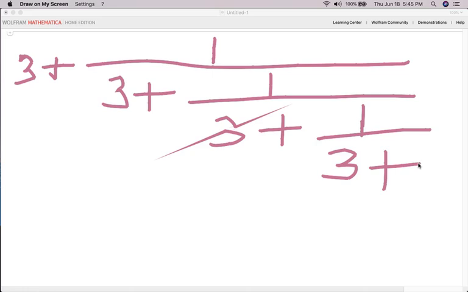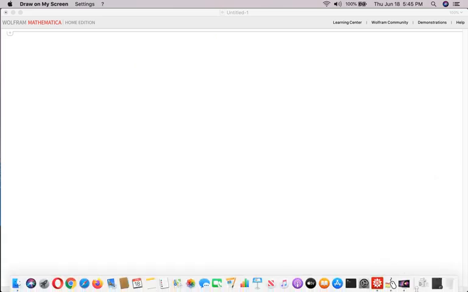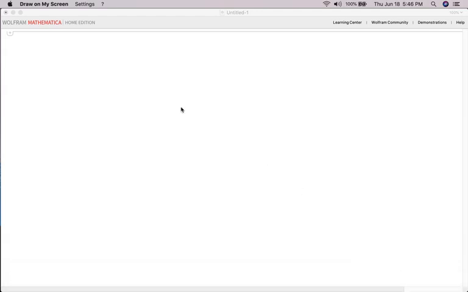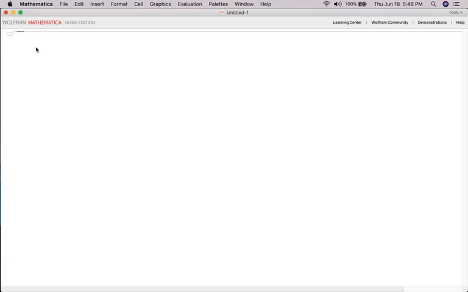And yes, it's a wonky looking 3, but you can see it's a 3. So 3 plus 1 divided by 3 plus 1 divided by 3 plus 1 divided by 3 plus, and it just keeps going on forever and ever, right? It's an infinitely repeating fraction. You guys get the idea, I hope. Okay, let me clear that. Let's focus on Mathematica.